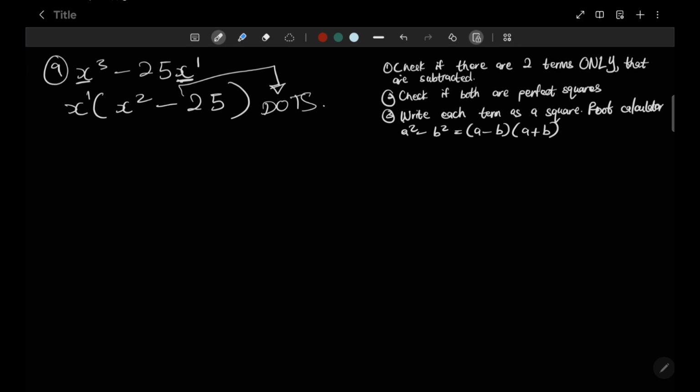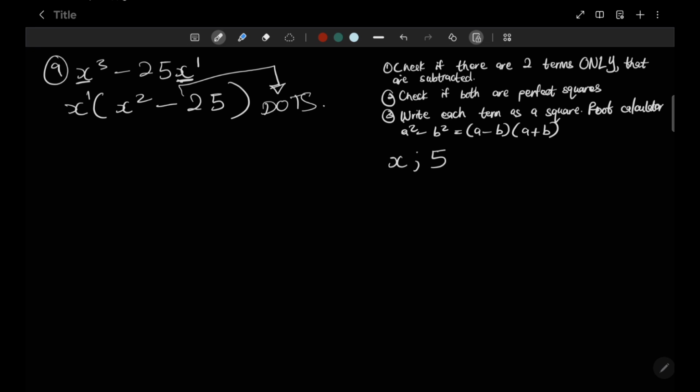But to be certain, let's check our conditions. Check if there are two terms only that are subtracted. You have x squared and 25. There are two terms only. Subtracted, there's a minus sign. We met that condition. Number 2, check if both are perfect squares. X squared is x times x, and the square root of 25 is 5. They are both perfect squares. The last step, write each term as a square. X squared is x times x, and the square root of 25 is 5.